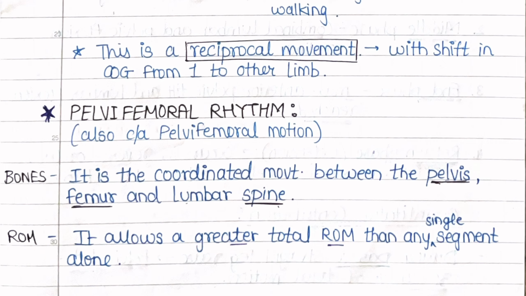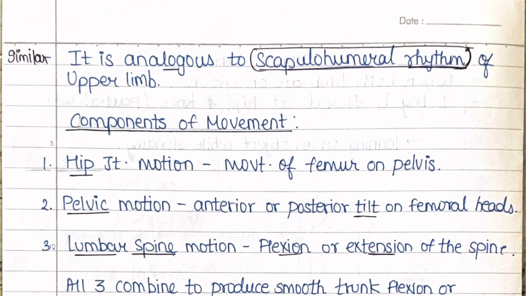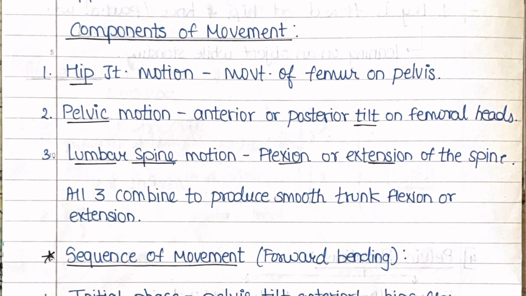So why is pelvifemoral rhythm important? Because it increases the range of motion. Rather than any single segment alone, it combines all of them and gives more range of motion. So it is similar or analogous to the scapulohumeral rhythm of the upper limb, the shoulder joint. Components of the movement: as we know, the hip joint is the movement of the femur on the pelvis.